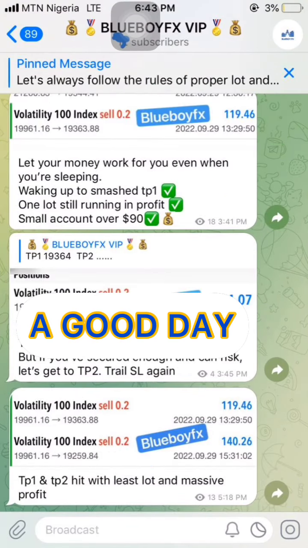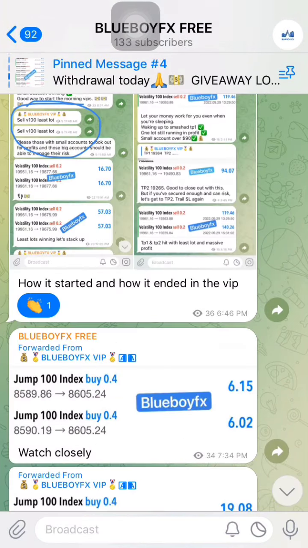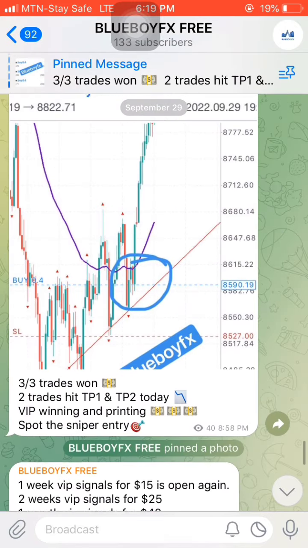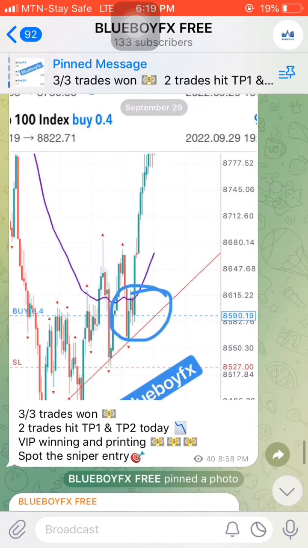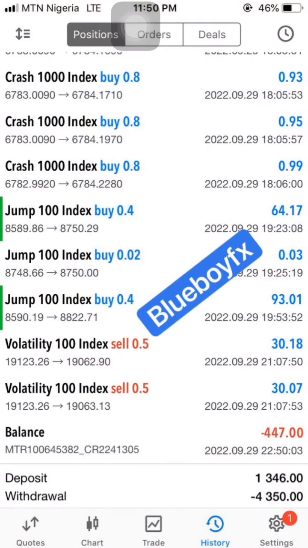Sell VIX 100, and it ended in massive profit. TP1, TP2 hit with the least lot being 0.2. And here we were able to win 3 trades out of 3. And here happens to be our second withdrawal, and you've seen that the deposit there was 1,300 and the withdrawal is 4,300. And we withdrew this money after hitting a TP on the jump 100, which I gave.